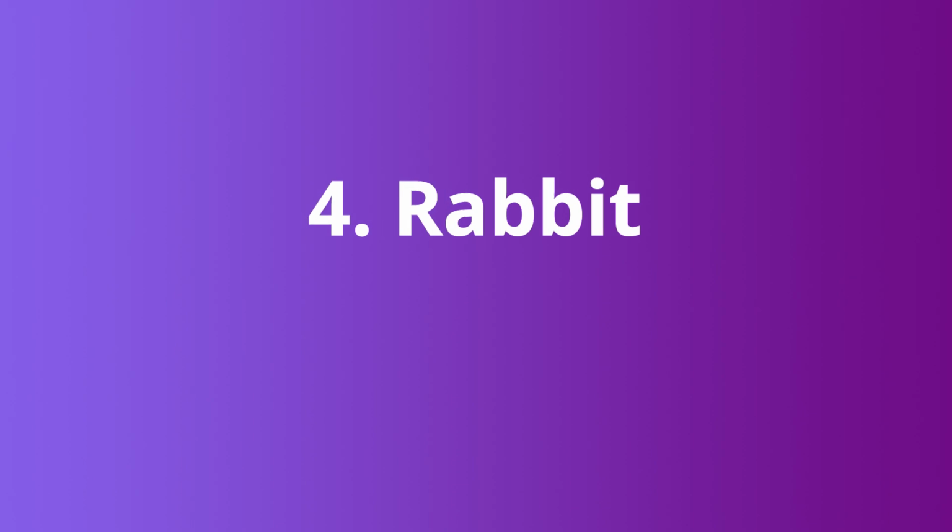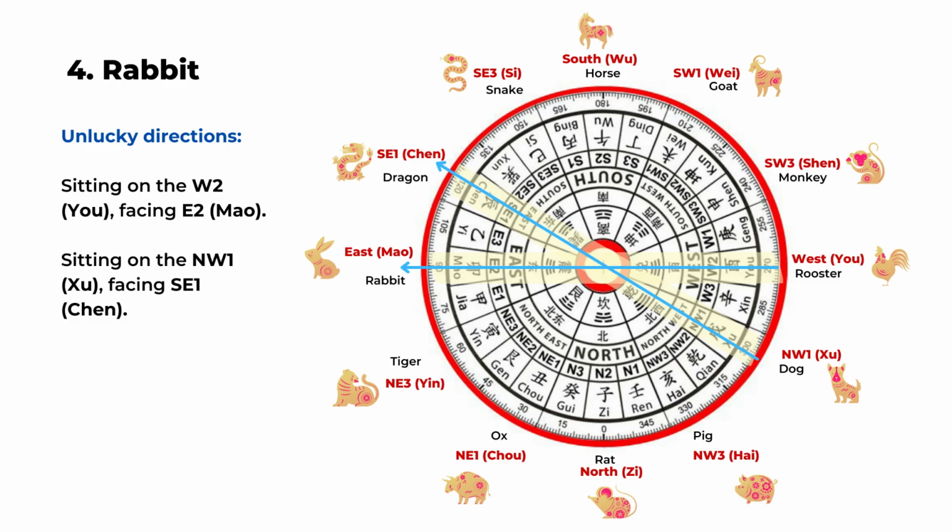The next animal sign is rabbit. The rabbit direction is east. And one of the unlucky directions is facing east and sitting on the west. And another unlucky direction is sitting on the northwest 1 and facing southeast 1.